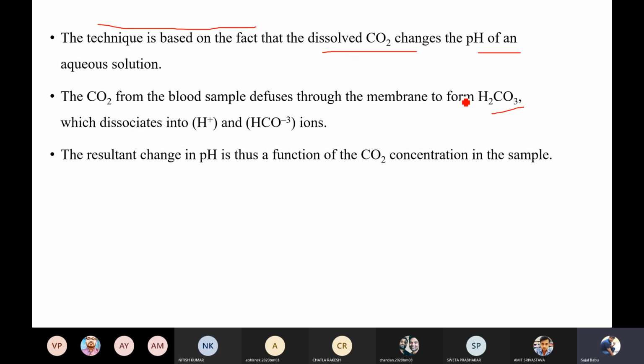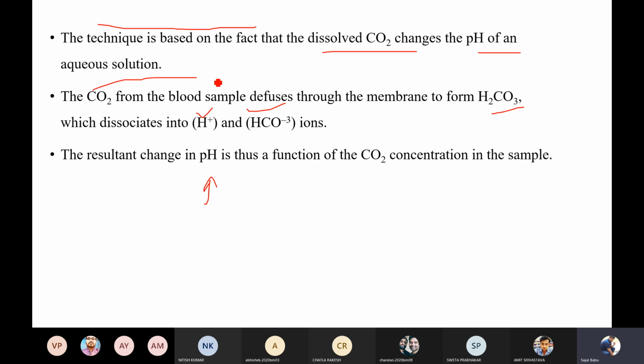What happens if the CO2 comes into the H2CO3, then this H2CO3 gets dissociated into H plus and HCO3 minus ions. So when it dissociates into H plus, what happens? Automatically the pH will change because the hydrogen concentration is increasing here. Okay. So that's what is happening in the device also.